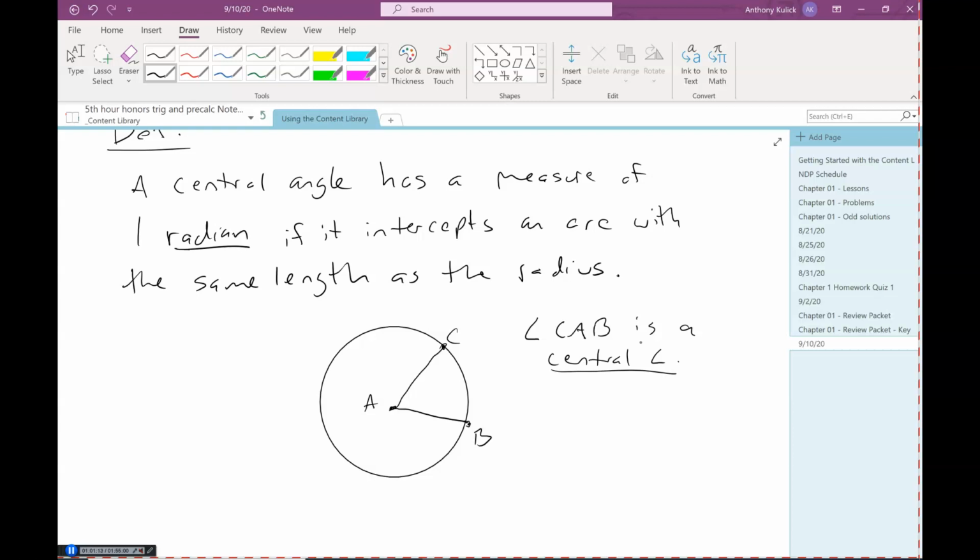Okay. And then the other word inside this definition that probably needs some reminder is the word arc. So what is an arc? An arc is just like part of the perimeter of a circle. So CB here is an arc. And remember that when we write the name of an arc, we name it with the endpoints, and then we put an arced hat on it.